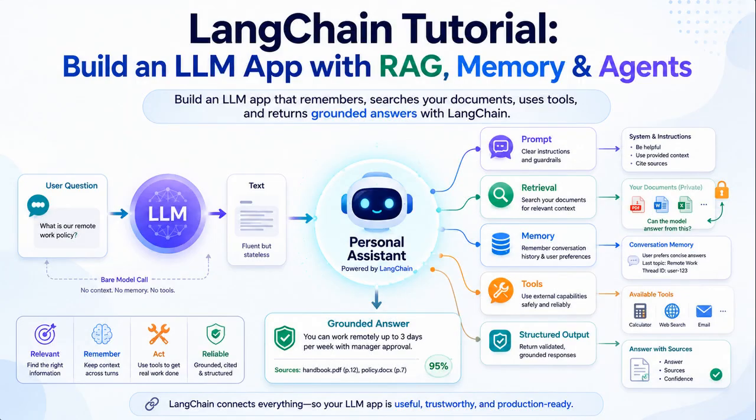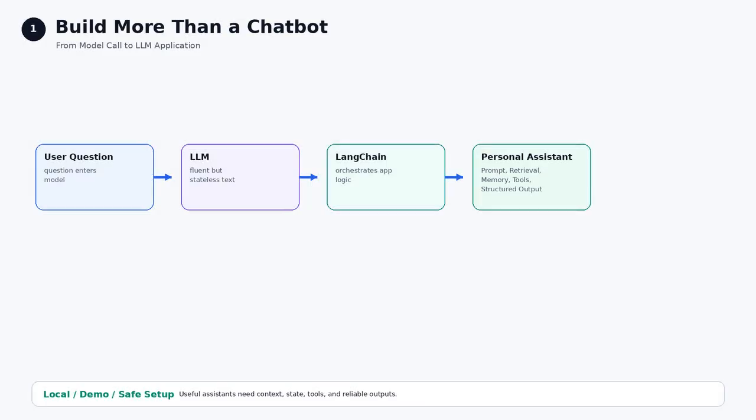Build an LLM app that remembers, searches your documents, uses tools, and returns grounded answers with LangChain. Let's begin with building more than a chatbot. LangChain helps turn a language model call into an application with prompts, structured results, memory, retrieval, and tools.